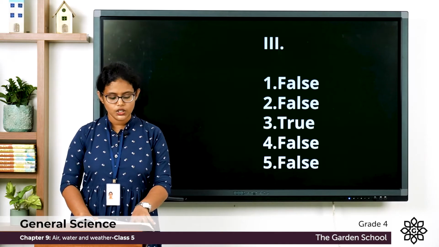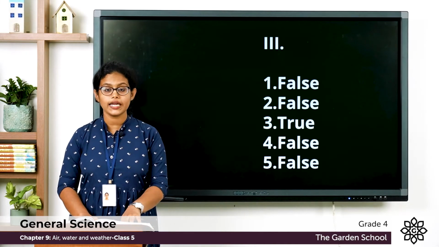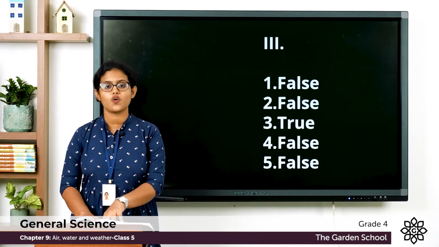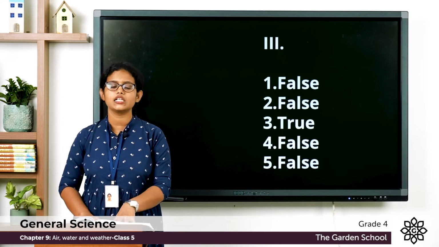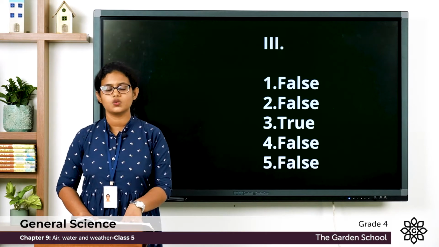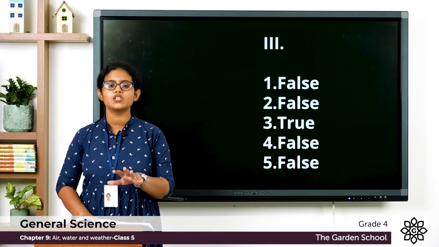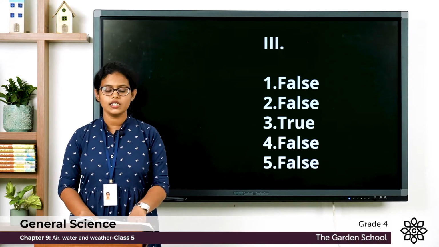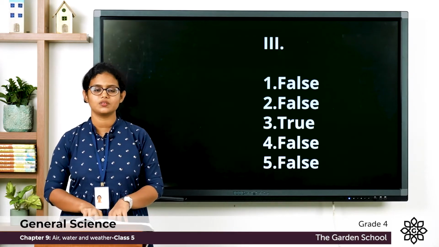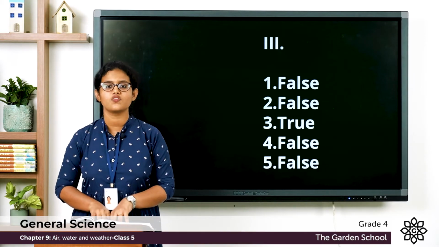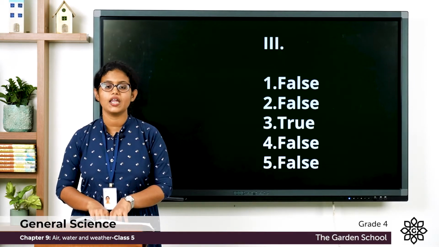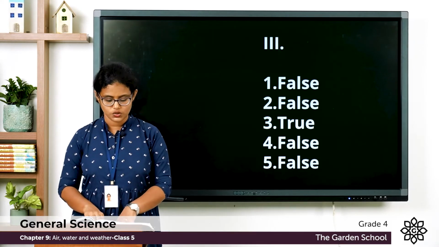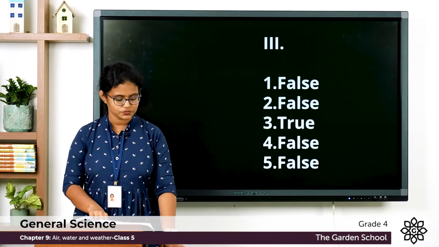Fourth one, during the day, water gets heated faster than land. What is the answer? The answer is false. Land gets heated faster than water. Water takes a long time to get warmer. Fifth one, fog is seen in the afternoons during winter. What is the answer? The answer is false. We see fog in the cold winter mornings. So the answer is false.